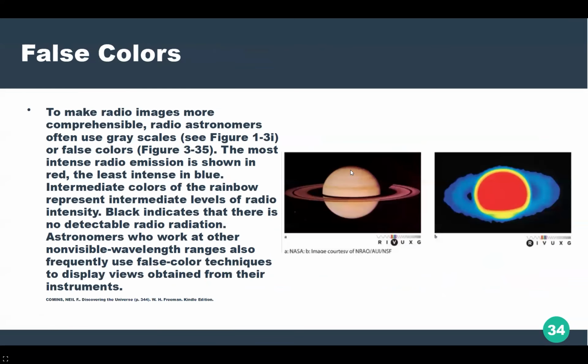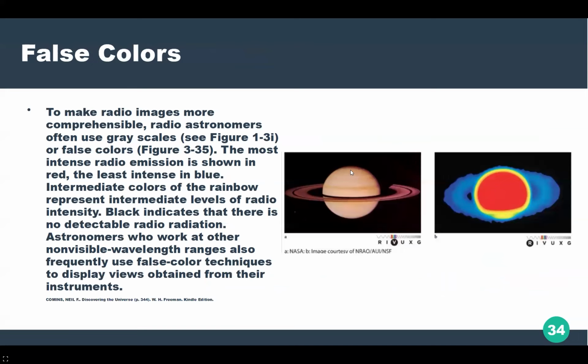To make radio images more comprehensible, radio astronomers often use grayscales or false colors. The most intense radio emission is shown in red, the least intense in blue. Intermediate colors of the rainbow represent intermediate levels of radio intensity. Black indicates that there is no detectable radio radiation.